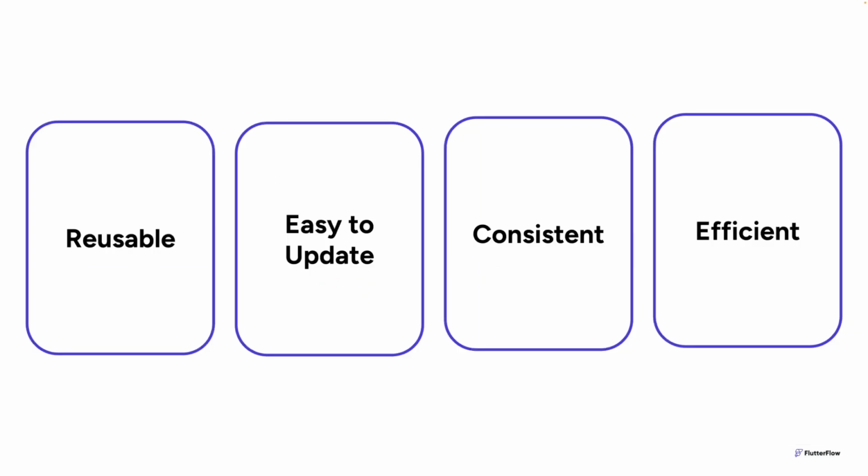So essentially, custom data types have several key advantages. Reusable: define it once, use it everywhere. Easy to update: change one structure in one place and see it all reflected throughout your app. Consistency: keeps data format uniform across the application. And efficiency: simplifies complex data handling, reducing errors and redundant code.